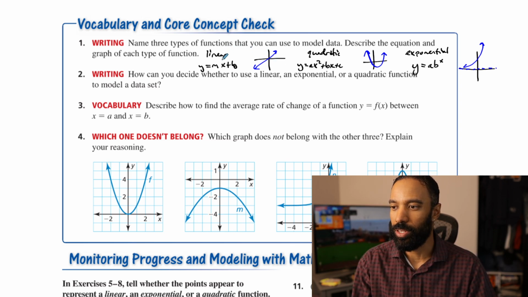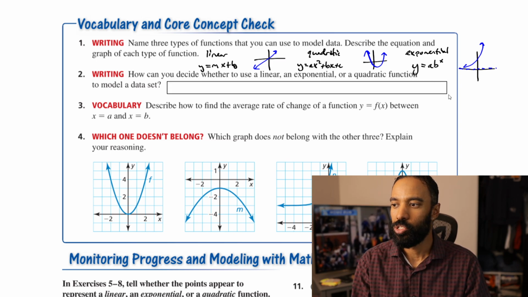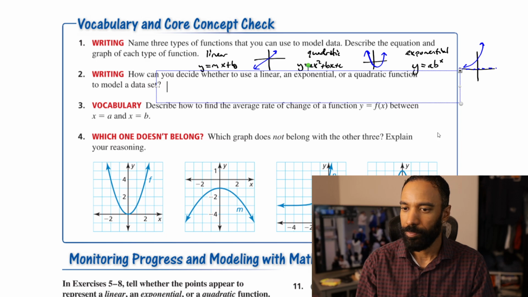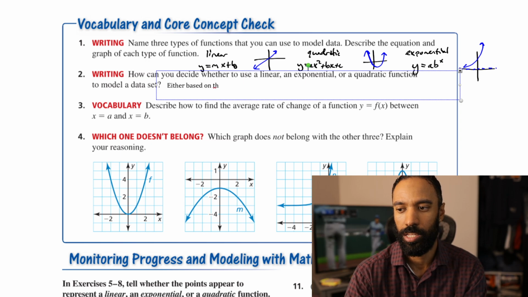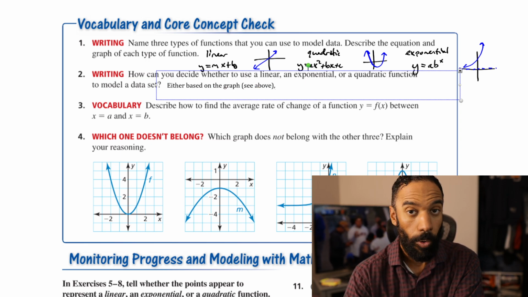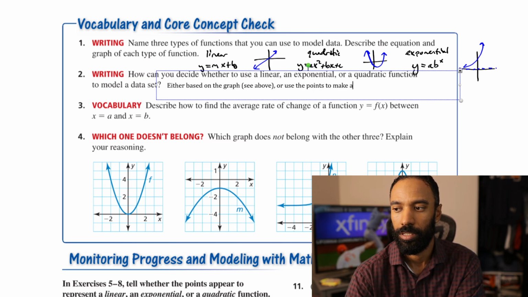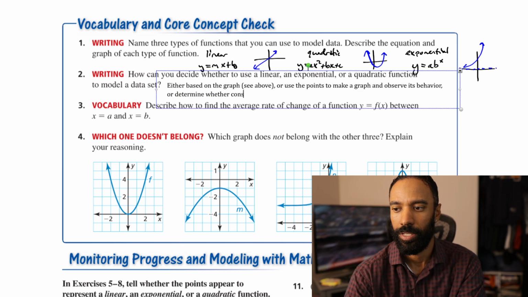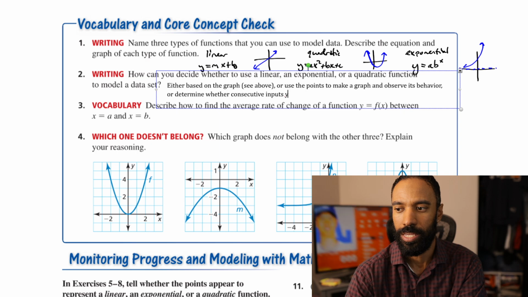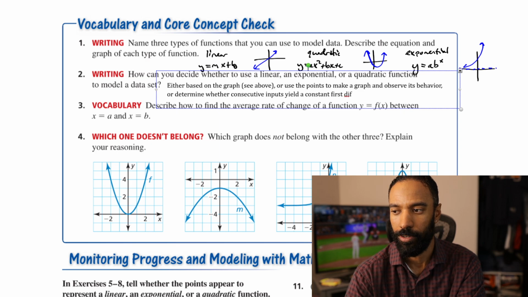How can you decide whether to use a linear, exponential, or quadratic function to model a data set? Oh, that's probably the answer of what I was just saying previously. So whether to use one or the other to model, it depends on the graph, see above, or use the points to make a graph and observe its behavior, or determine whether consecutive inputs yield for linear functions a constant first difference.